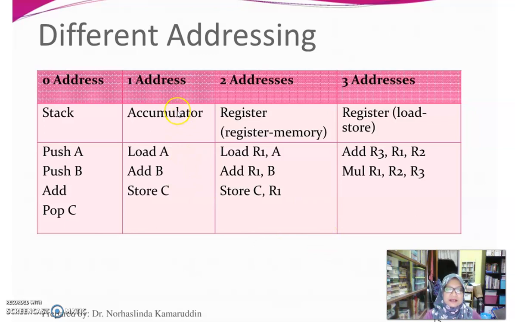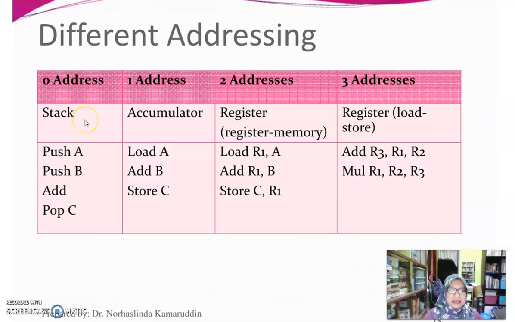Whereas for 1 address, again, all the processing is done in the accumulator. So load A means that we take A and put it in the accumulator. Add B: A is already in the accumulator, then we add B in the accumulator. The result is now stored as C. So A plus B is being sent to C. Now our accumulator is clear.